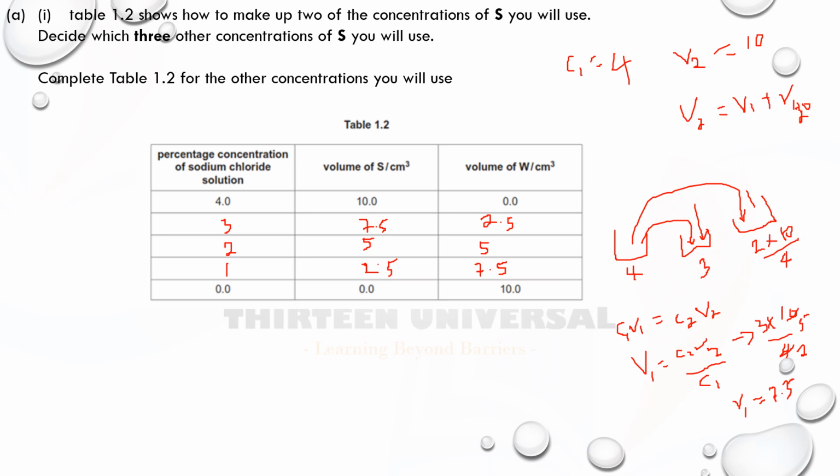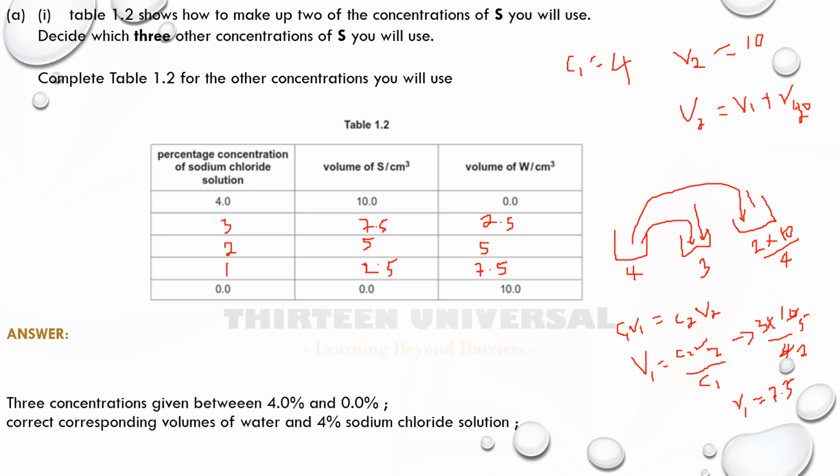All right, let's see what the mark scheme says. The mark scheme says clearly three concentrations given between 4 and 0. We have given 3 and 2 between 4 and 0. Correct corresponding volume of water. And yes, so these are the volumes of water, W, in line with the volume of stock solution.